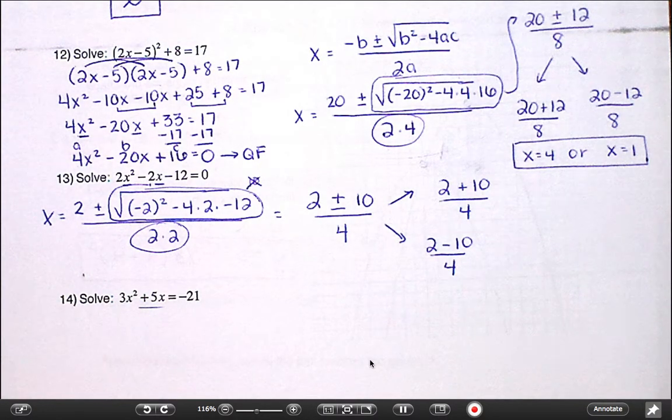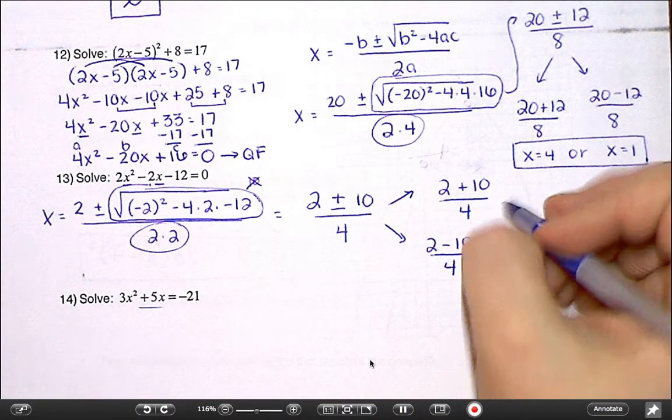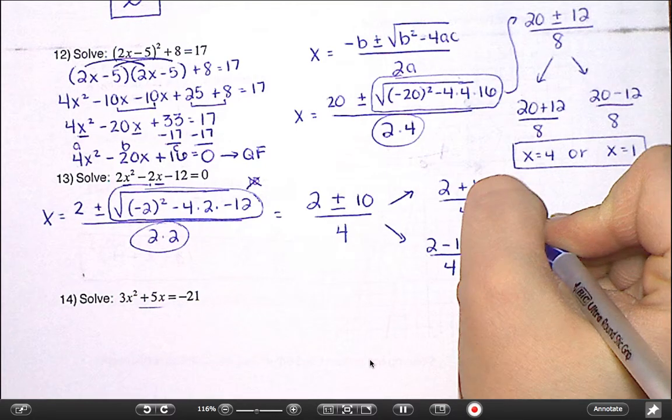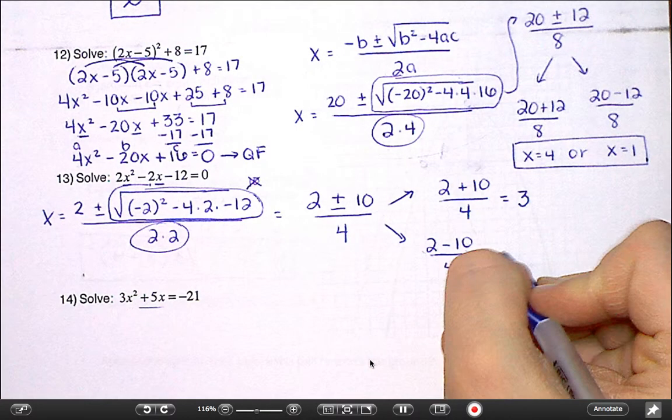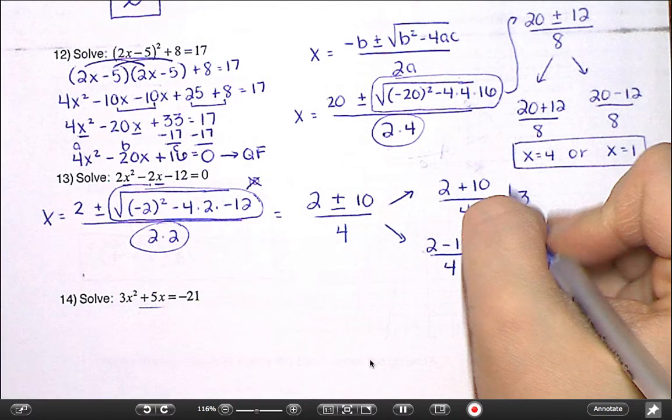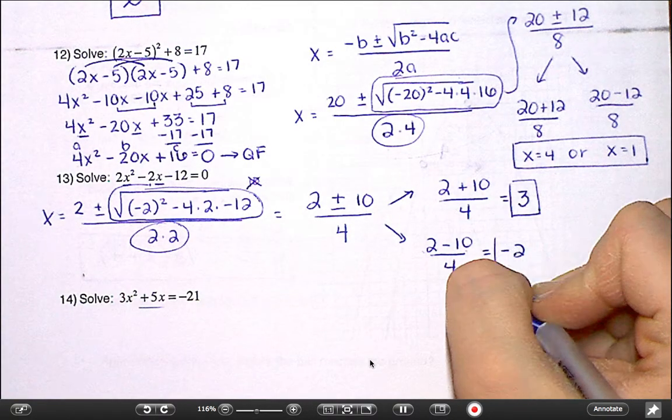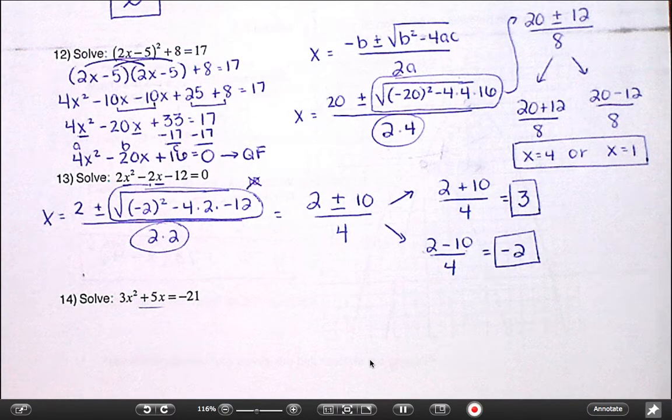Remember, with these ones your brain is probably smarter than your calculator. 2 plus 10 is 12, and 12 over 4 is 3. And 2 minus 10 is negative 8, and negative 8 over 4 is negative 2. So your two solutions here are 3 or negative 2. Pretty straightforward quadratic formula there.